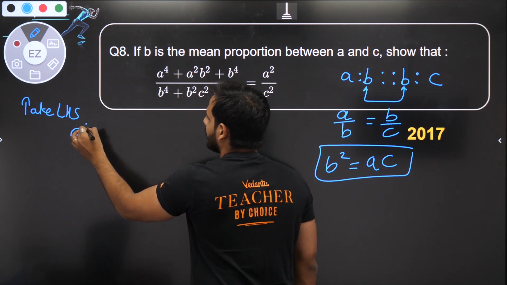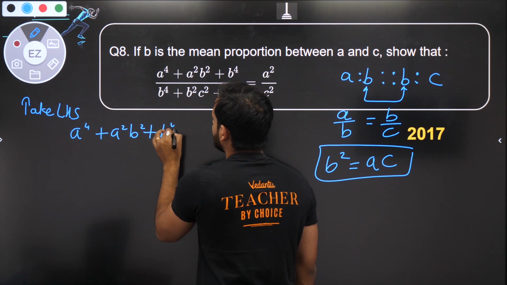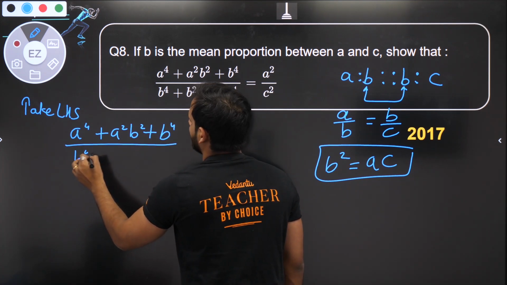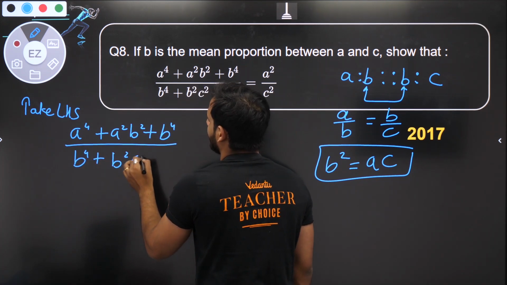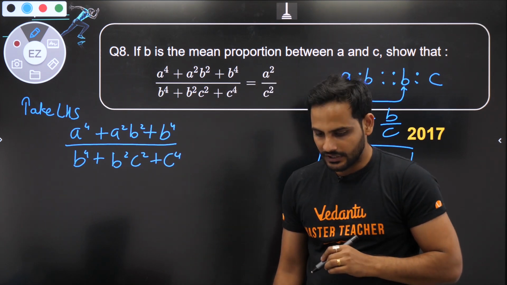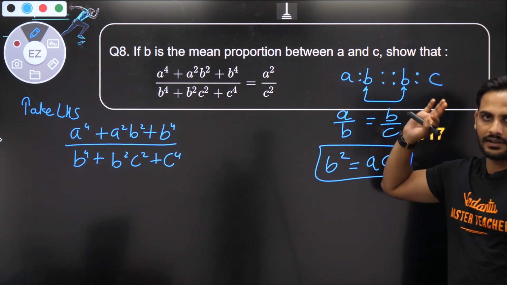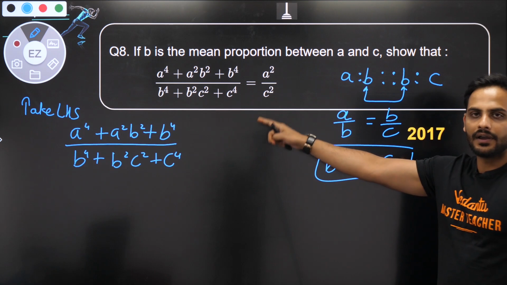We have (a^4 + a^2b^2 + b^4) upon (b^4 + b^2c^2 + c^4). This LHS we need to convert in the form of only a and c. That means I need to get rid of b. How do I get rid of b?